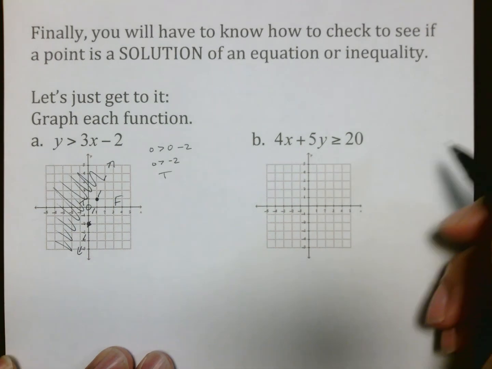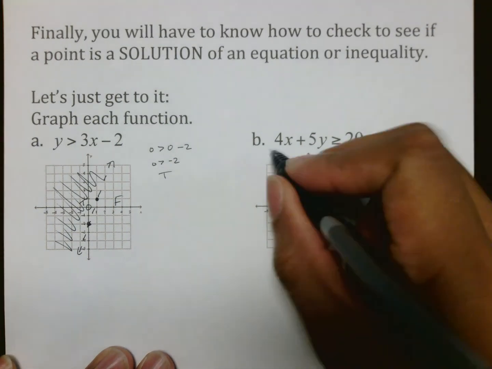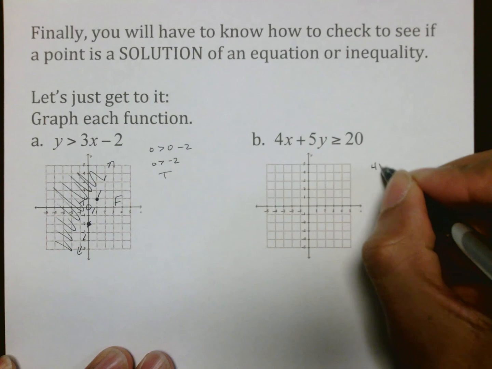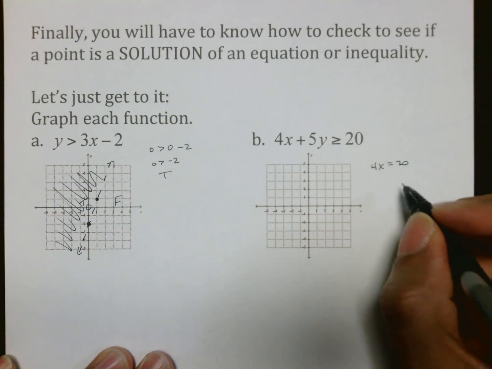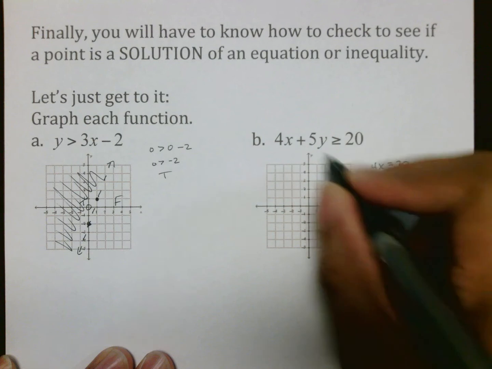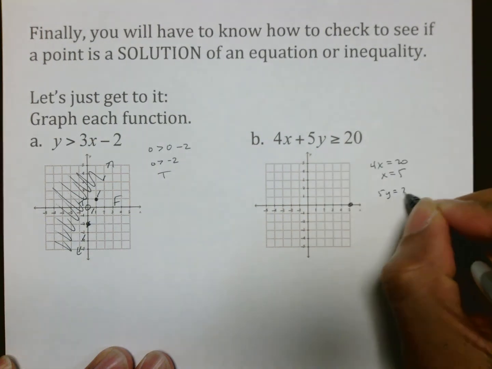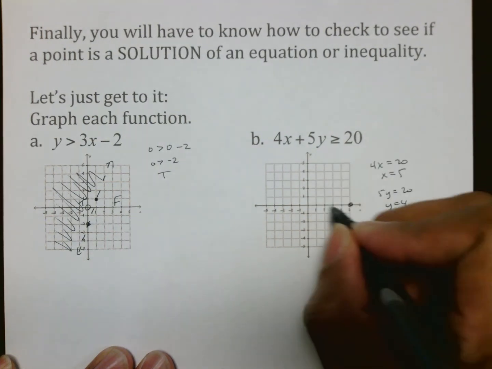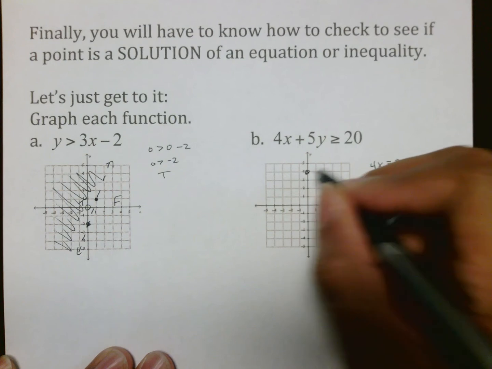Second graph, 4x plus 5y greater than or equal to 20. Again, this is standard form, so this is the one where we say 4x equals 20. Yes, I put equals because we'll deal with that part later. That means that x is 5. Then we do 5y equals 20, which means that y is 4, which is a positive 4. Again, take your straight edge.